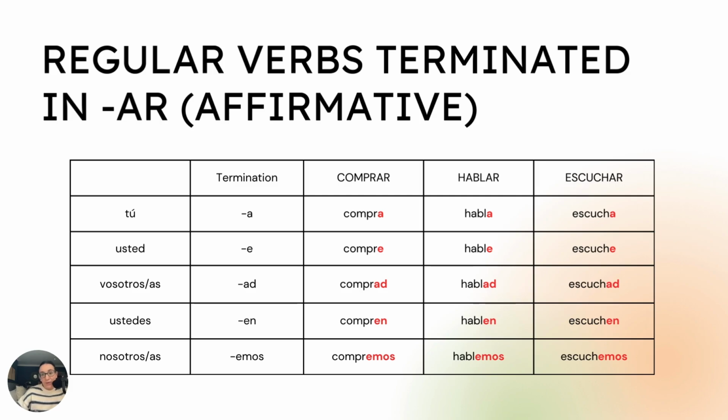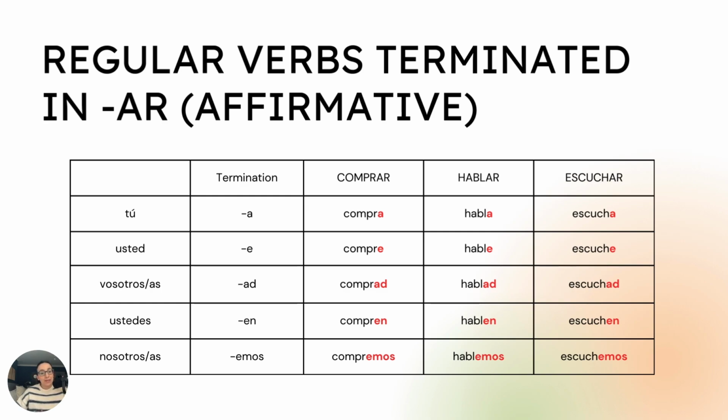Let's have a look at another one now. Hablar is going to be exactly the same. So we're going to drop the AR and we're going to add the endings from these terminations. Tú habla. Usted hable. Vosotros o vosotras hablad. Ustedes hablen. Y nosotros o nosotras hablemos.